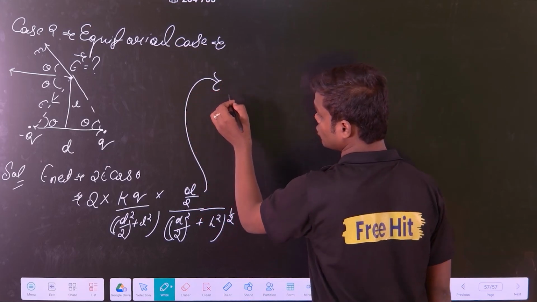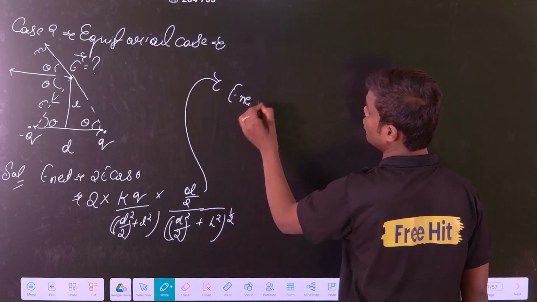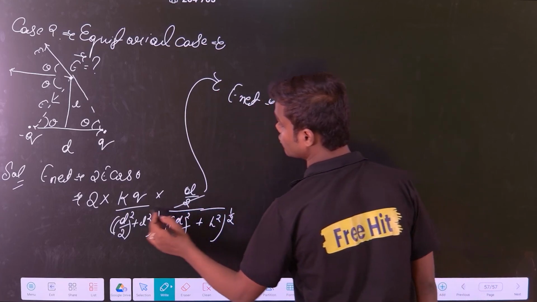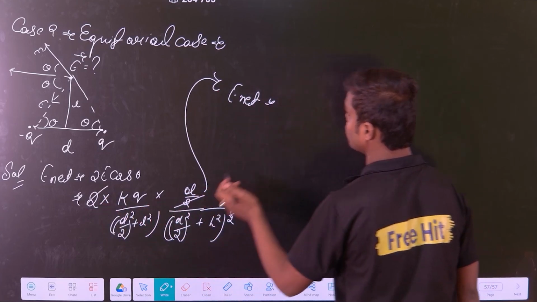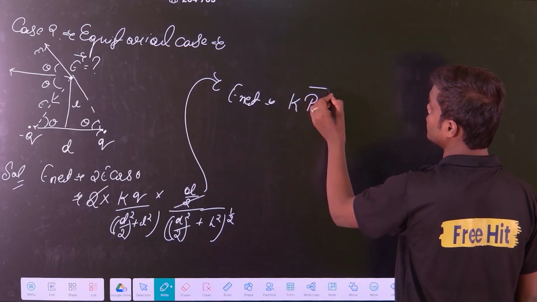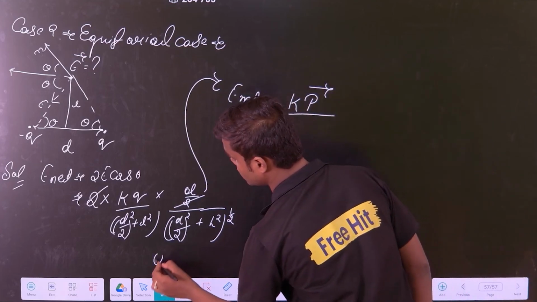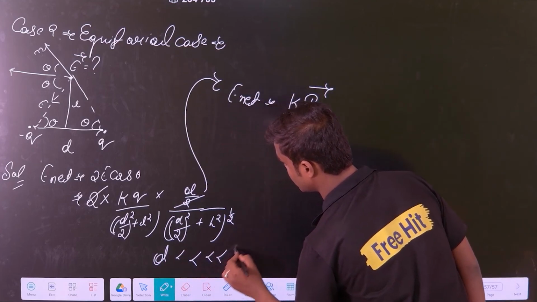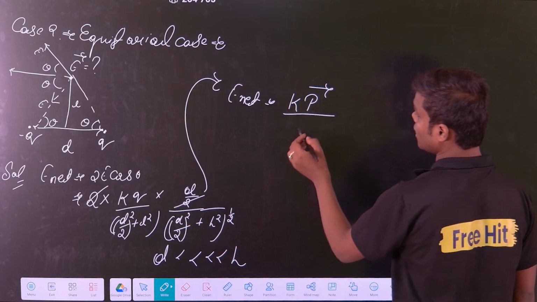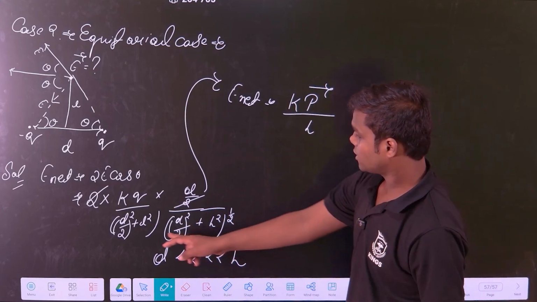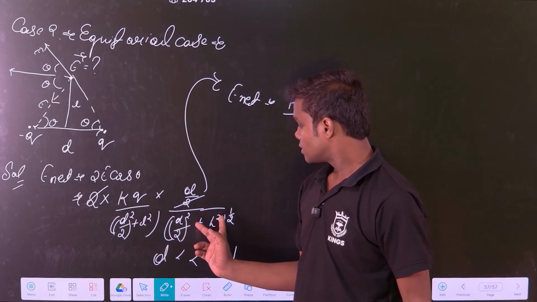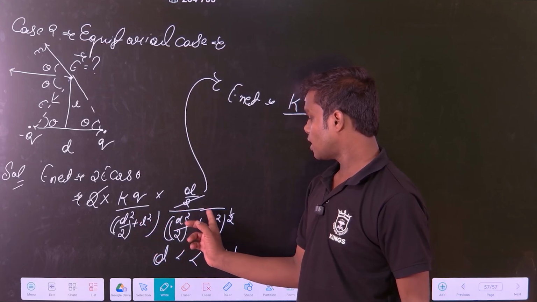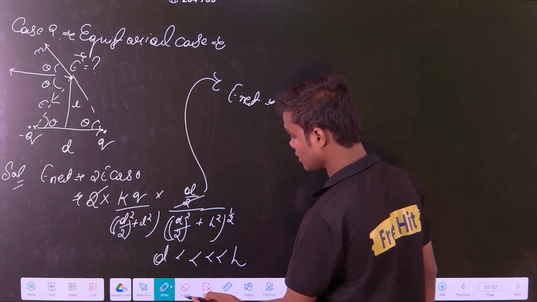So from here you will get my E net is equal to how much? This 2 will cancel out. Q into d is the dipole moment, so you will get Kp vector, and you know that d is very much less than L, so this will become L, how much? See, this is power 3 by 2, so d square will be neglected here.